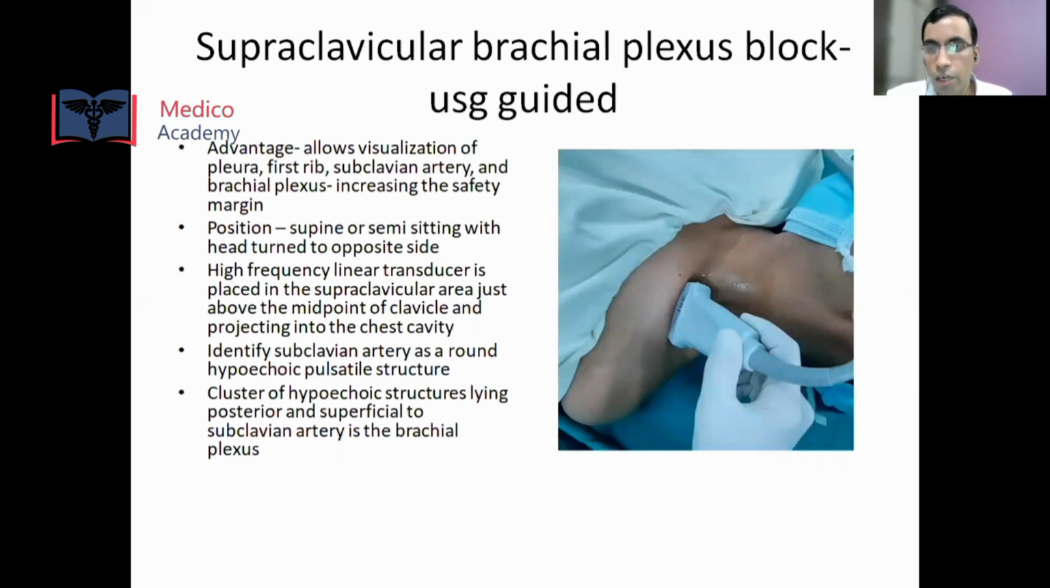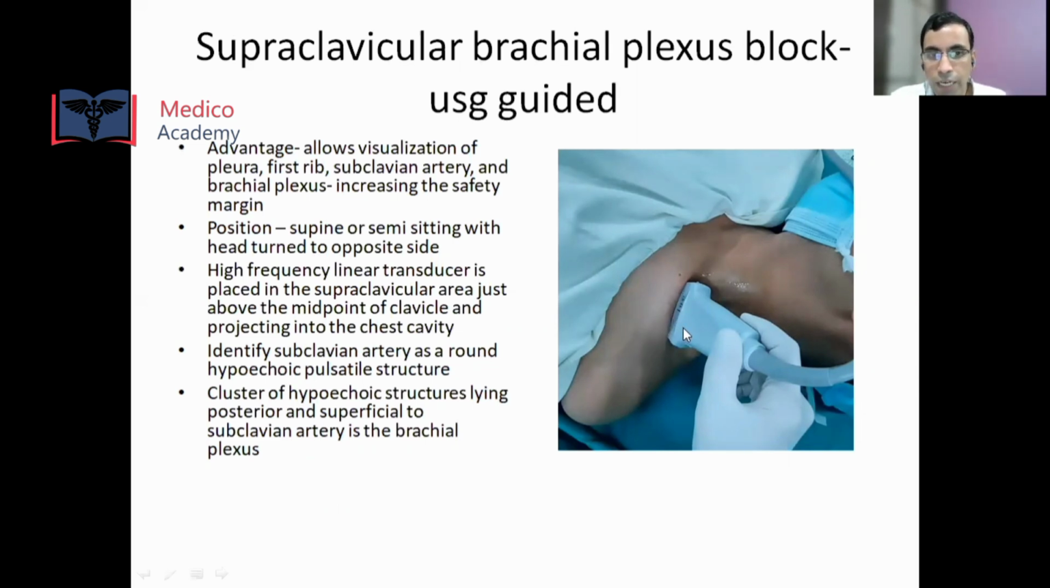Now we'll discuss ultrasound-guided supraclavicular brachial plexus block. The advantages of using ultrasound for supraclavicular brachial plexus block include visualization of pleura, the first rib, the subclavian artery, and of course the brachial plexus. It increases the safety margin significantly. The patient is placed supine or semi-sitting with the head turned towards the opposite side. A high-frequency linear transducer is placed in the supraclavicular area just above the midpoint of the clavicle and projecting into the chest cavity.